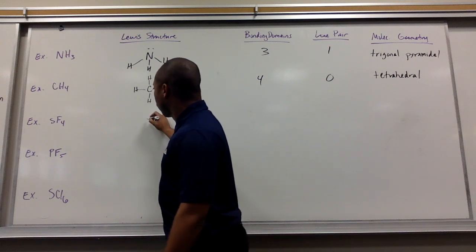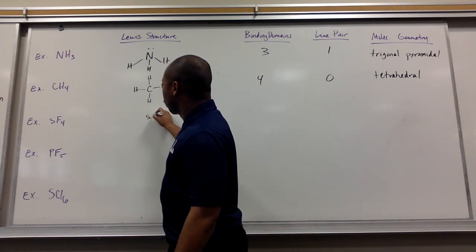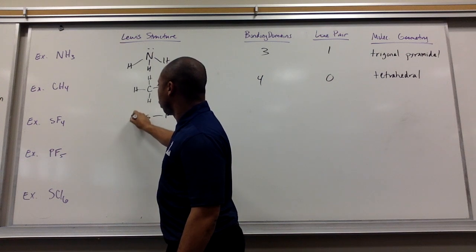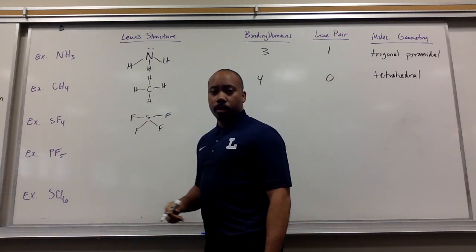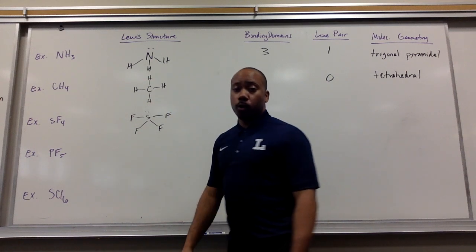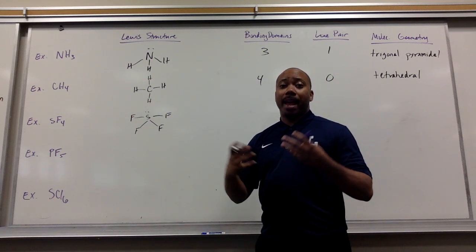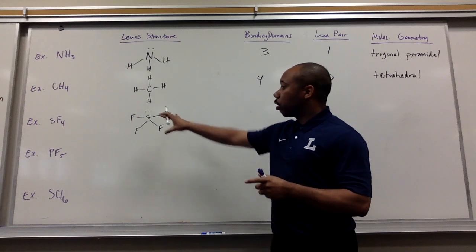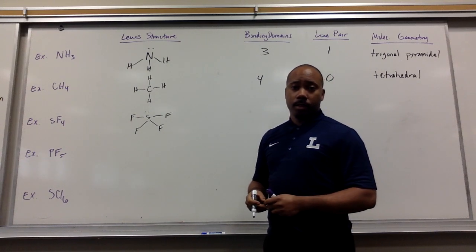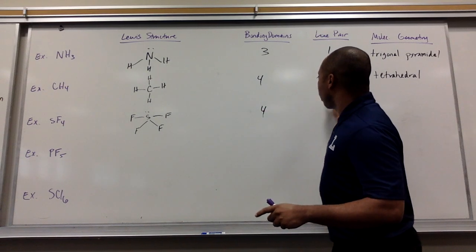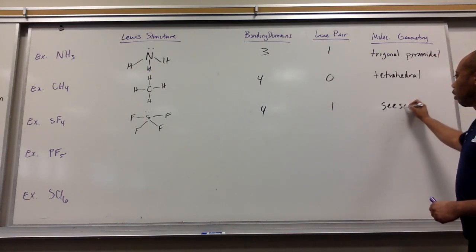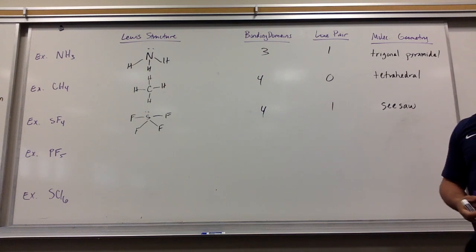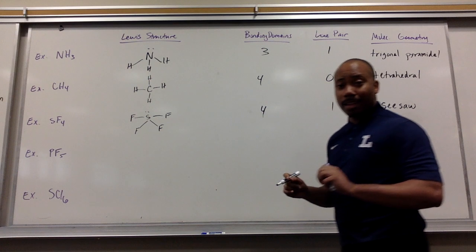SF4. Well, sulfur having 6 valence electrons, but only 4 fluorines to bond to, is going to have to expand its octet. And when it does, we get this here. We have 4 bonding domains and 1 lone pair. It's called a seesaw geometry. We'll talk more about that in class.